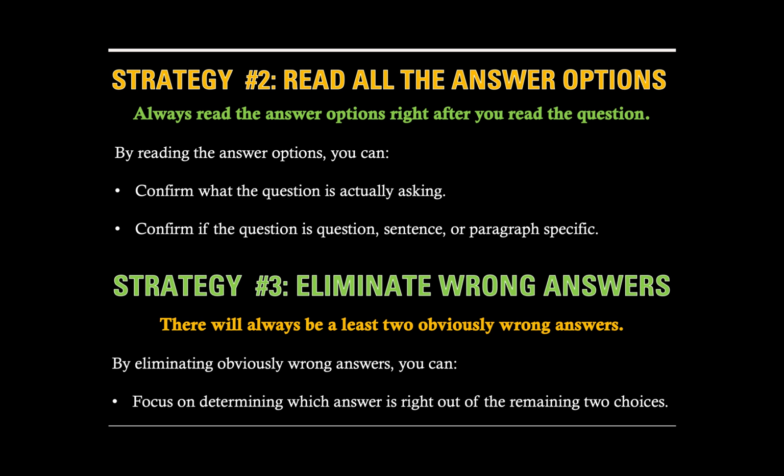Once you do that, you're going to use strategy number 3, which is to eliminate wrong answers. I don't know if anybody's ever told you, but there will always be at least 2 obviously wrong answers with any multiple choice test you take. It does not matter if you're taking it every day in class or if it's a STAAR test or even the SAT, ACT. There's always 2 answers that are obviously wrong. They cannot be the right answer. So go ahead and get those out of your way. Why? Because then you can focus on determining which answers are right out of the remaining 2 options.